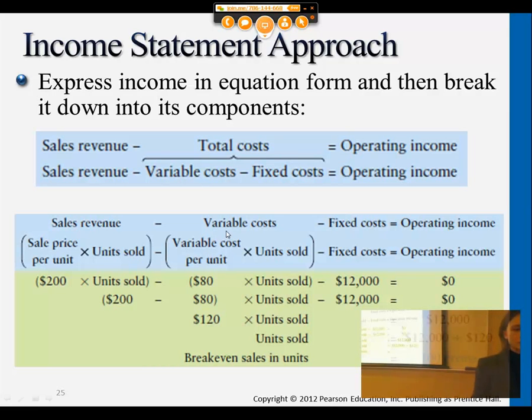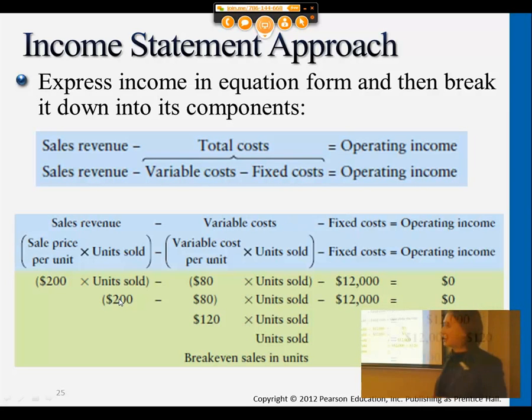The next part is the variable cost. Do you remember we calculated the variable cost was $80, okay? And then again, we need to know how many units we need to sell so that we break even. So we're going to leave it just as units sold. And then the fixed cost we know is $12,000, and operating income is always 0 when we're calculating the break-even.